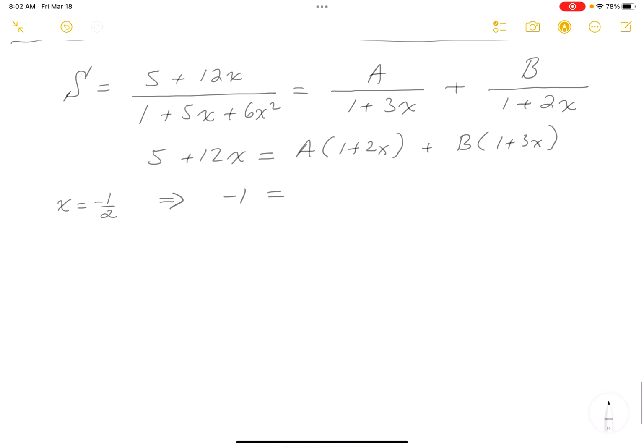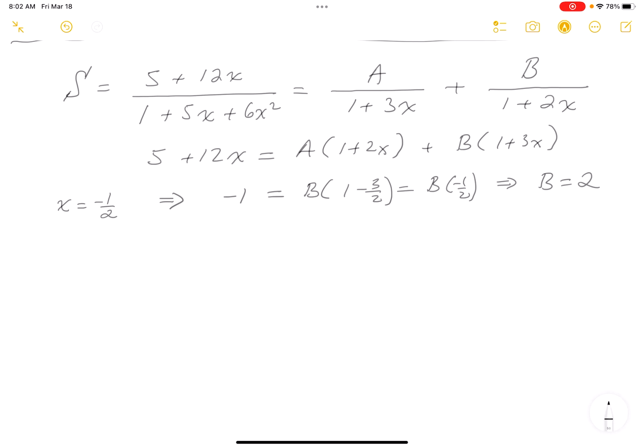And then what do you get for b? Let's write this over here. It's a little more complicated. It's going to be 1 minus 3/2, which is going to be b. That's going to be minus 1/2. So b would have to be equal to 2.